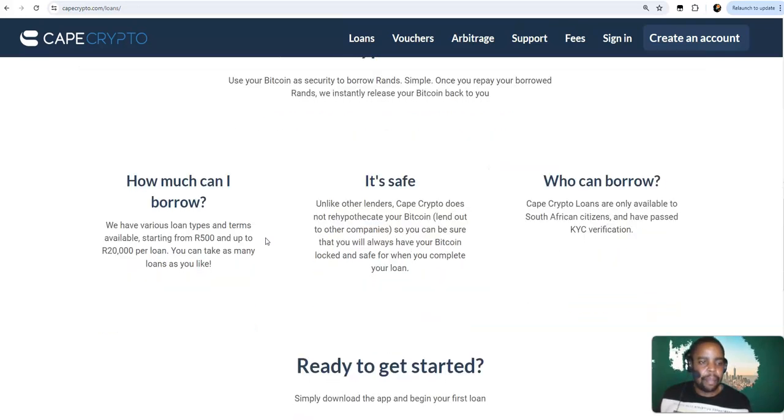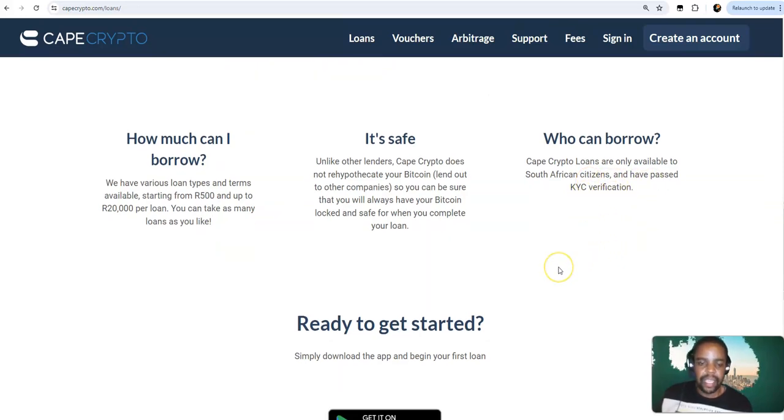How much can I borrow? We have various loan types and terms available starting from 500 rands and to 20,000 rands per loan. Wow. Okay, quite high. You can have as many loans as you like. It's safe, unlike other lenders. Cape Crypto does not lend out your Bitcoin to other companies, so you can be sure that you will always have your Bitcoin locked and safe for when you complete your loan. Who can borrow? Cape Crypto loans are only available to South African citizens. So once again, they emphasize that it's only South Africans, and they have passed KYC verifications.